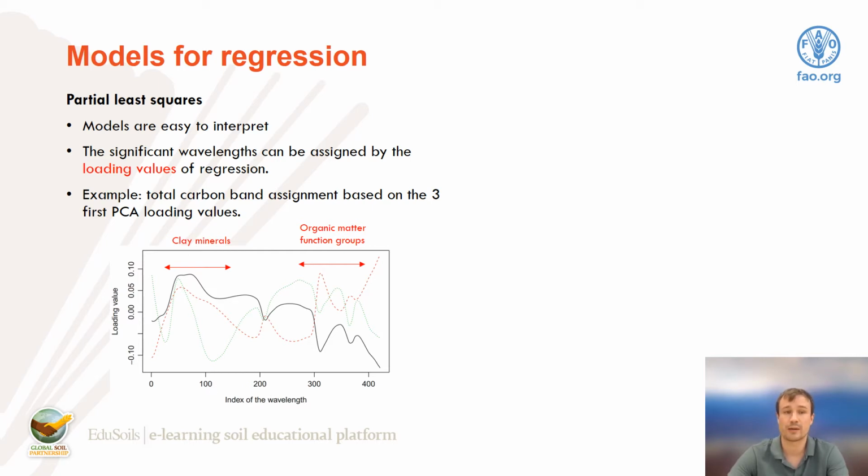For example, the area between the indices 30 and 100 and also between 300 and 400 have positive or negative values. By linking these areas to the visible and near-infrared spectra, we know that these areas are linked to organic matter functional groups and also to clay minerals. And this makes sense because we are predicting the total carbon of the soil.